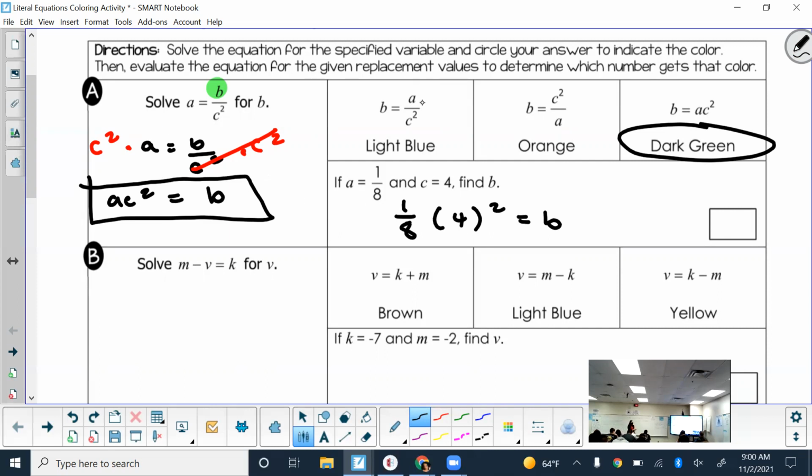All right, that's just not really my main focus here, because on your test, it just wants you to rearrange it. But if I was simplifying it, you do your exponents first. So I have 1/8 times 4 squared. What's 4 squared? 16. And then what's 1/8 times 16?